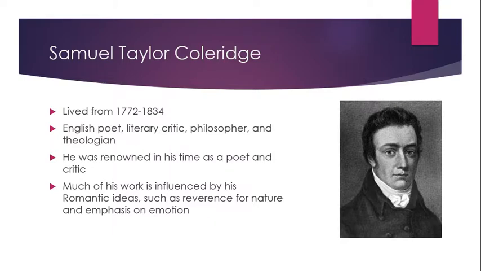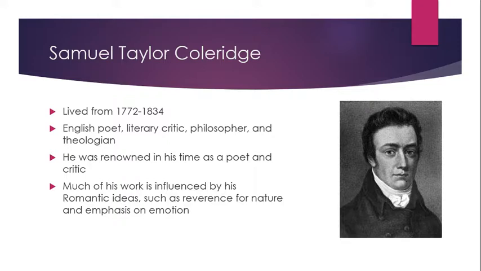Next is Samuel Taylor Coleridge. So he lived from 1772 to 1834. He was an English poet, literary critic, philosopher, and theologian. And he was somebody who was actually recognized for his poetry and his poetic criticism at the time when he was living, which is different from a lot of the folks that we might encounter.